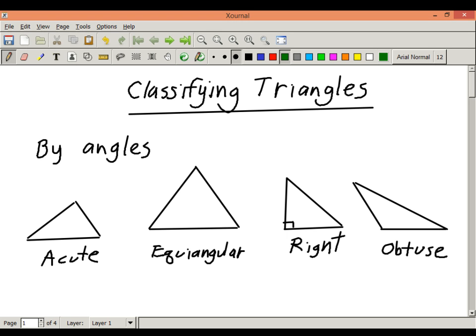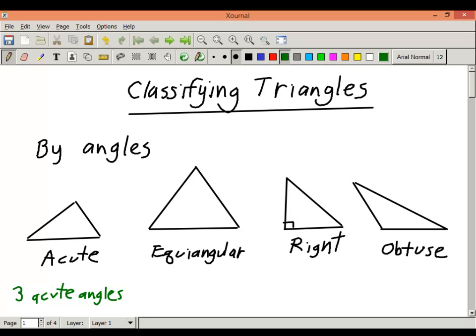So if you look at what I have here on the screen, we got four ways to classify a triangle by angles. The first picture shows that we want to have a triangle which is acute, and that's when we have three acute angles. All three angles are acute, so three acute angles. All three angles are less than 90.